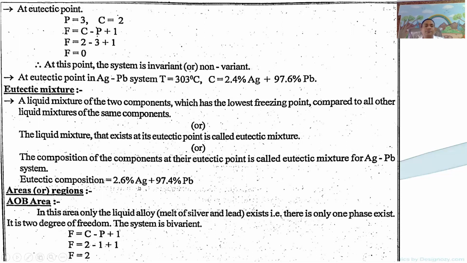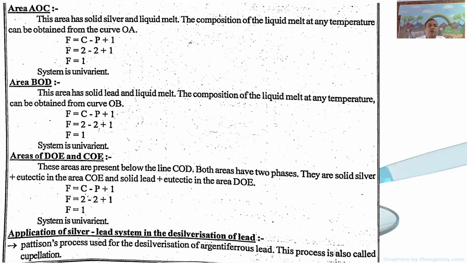97.4% lead. Next, in the silver-lead phase diagram, the areas or regions. First, the AOB area. In this area, only the liquid alloy melt of silver and lead exists, that is, only one phase exists. It has 2 degrees of freedom, so the system is bivariant. That is F equal to C minus P plus 1, F equal to 2 minus 1 plus 1, F equal to 2. Therefore, it is a bivariant system.